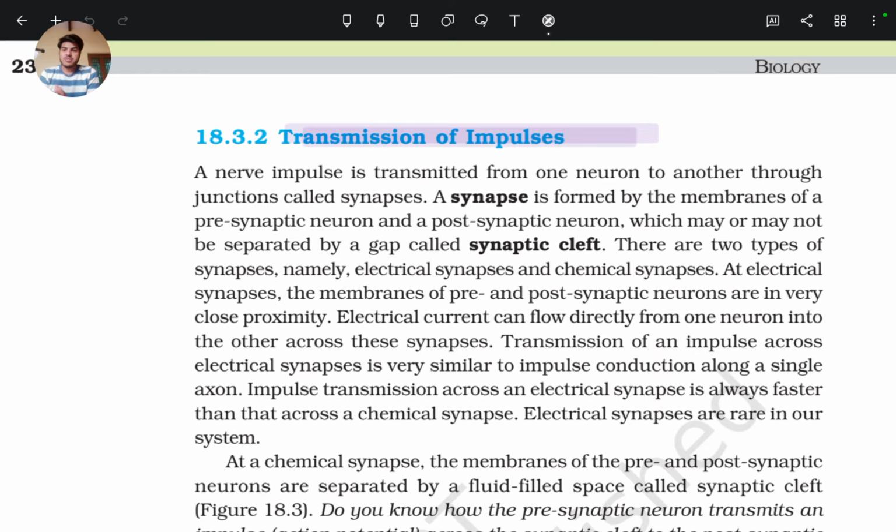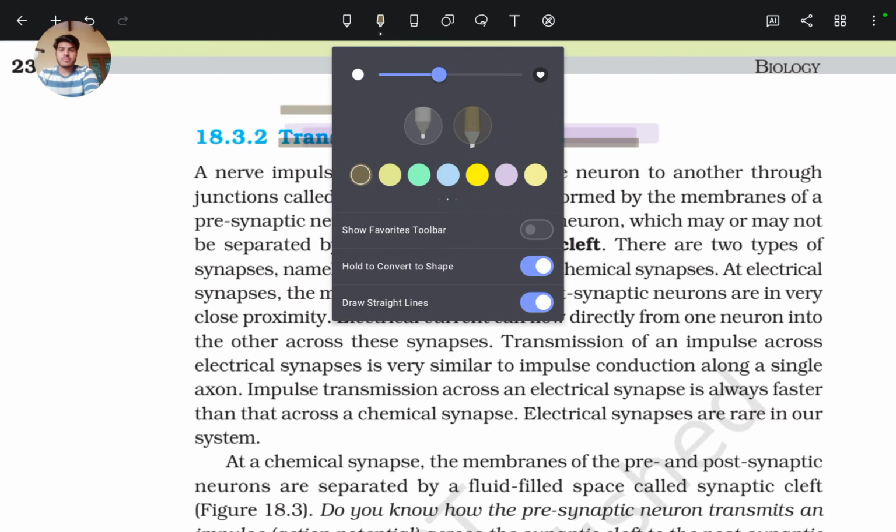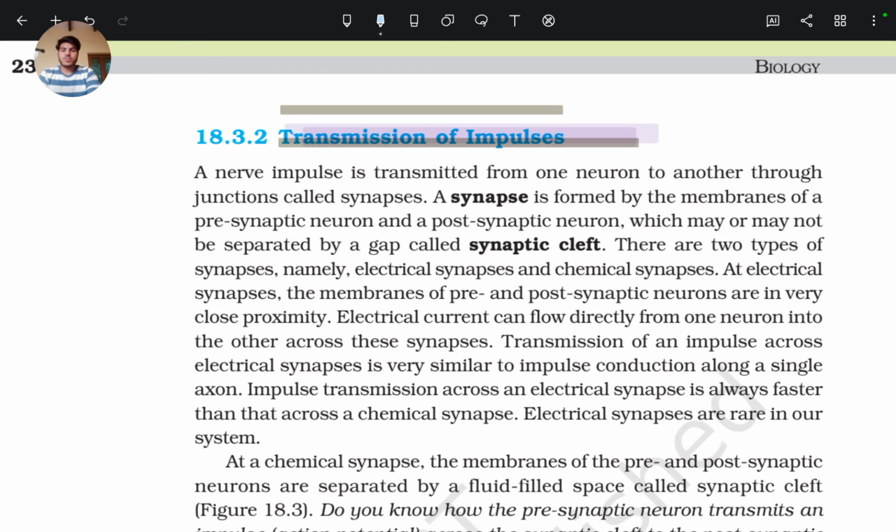In the previous video, we learned about conduction of nerve impulse, and today in this video, we continue this chapter with transmission of impulse. Transmission of impulse is basically by synapses. So in this topic, we learn about synapse. A synapse is the neuron to neuron junction.